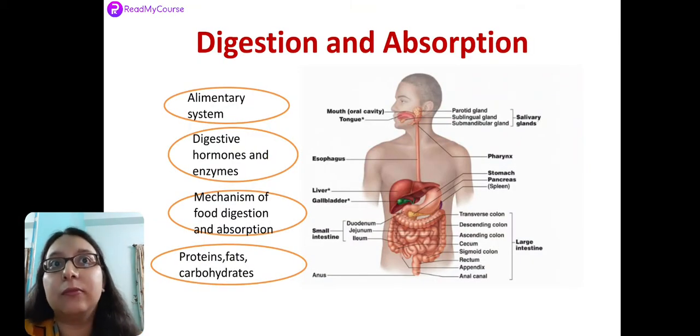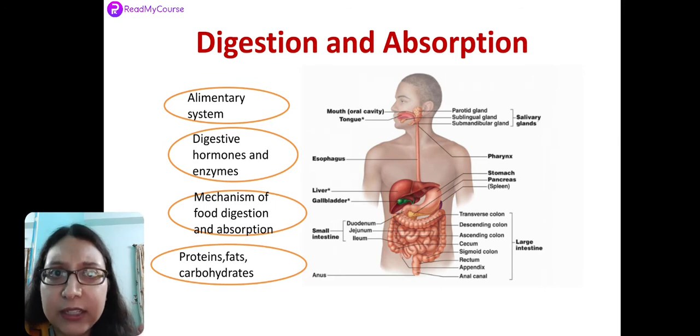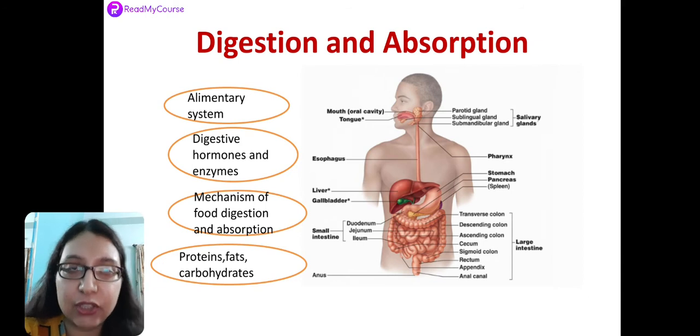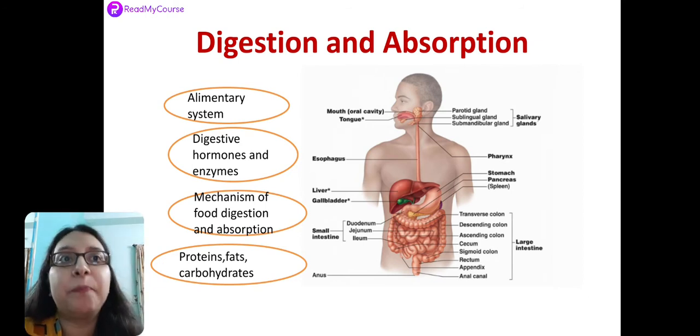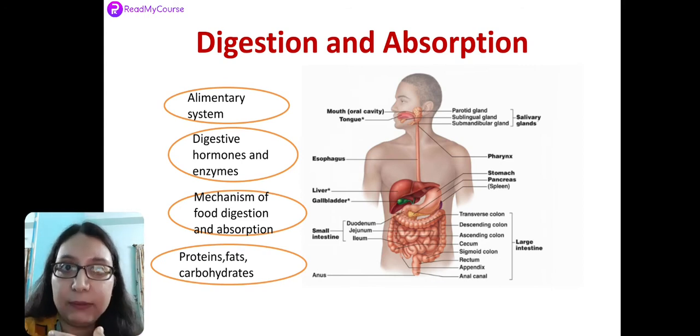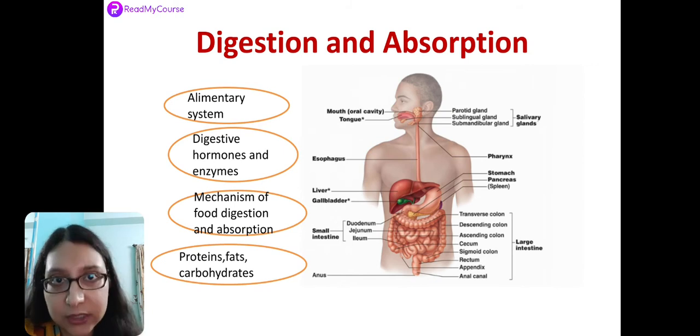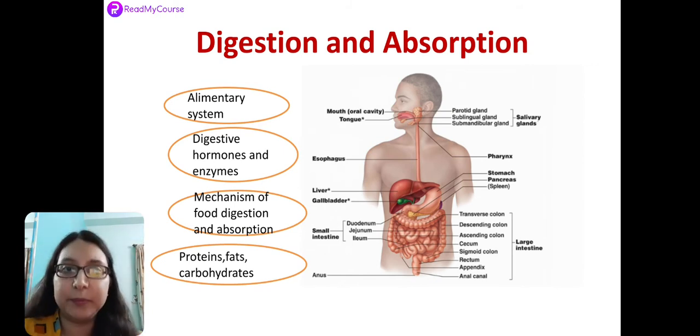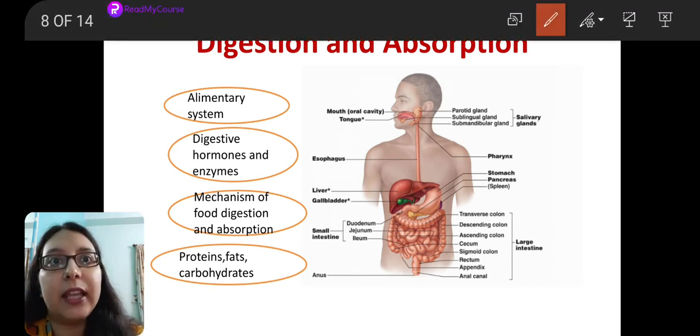Now we will just have a gist of the various systems in our body, which we are going to start from the next session. First is digestion and absorption. Here we will study the alimentary system. The alimentary system starts from the oral cavity, and it moves via the esophagus to the stomach, the small intestine and the large intestine. All these things come under the digestive system.